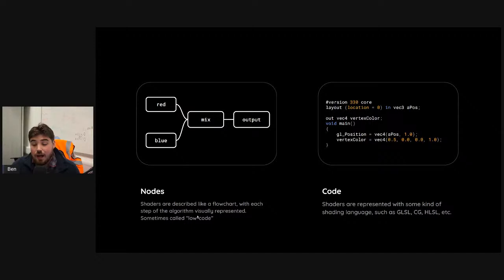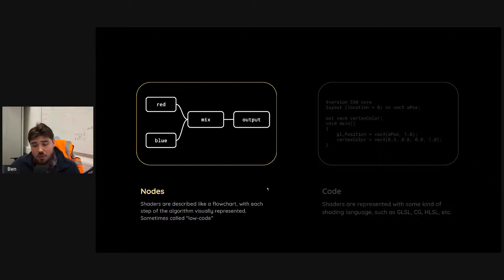This approach here, nodes, is usually called low code. So I might switch terms. If you hear me say low code, this is what I mean. I mean nodes. So this is what we're going to look at today, because that's how you can create shaders within Unity. It seems like the future is going towards this node-based system, these node-based graphs.